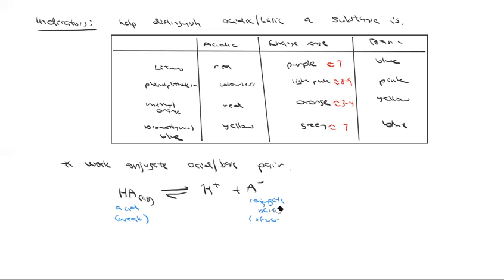Now, if you have this and this, and let's say that one or both of these have color. So let's say that this is, hypothetically, red, all right? And hypothetically, this is yellow.